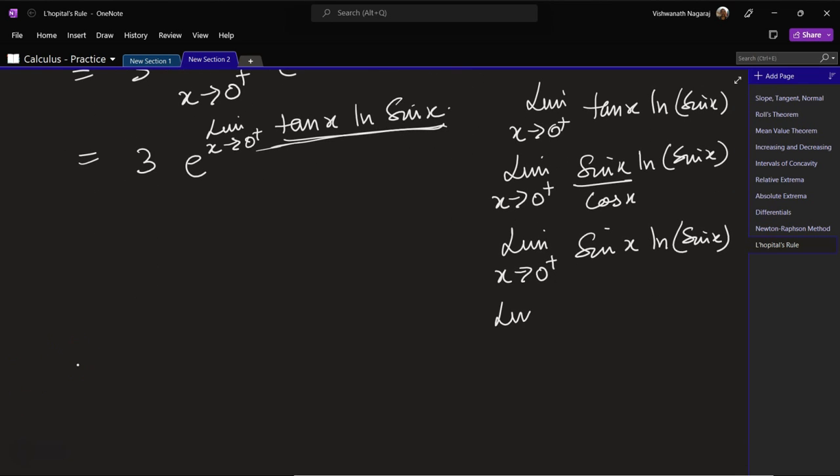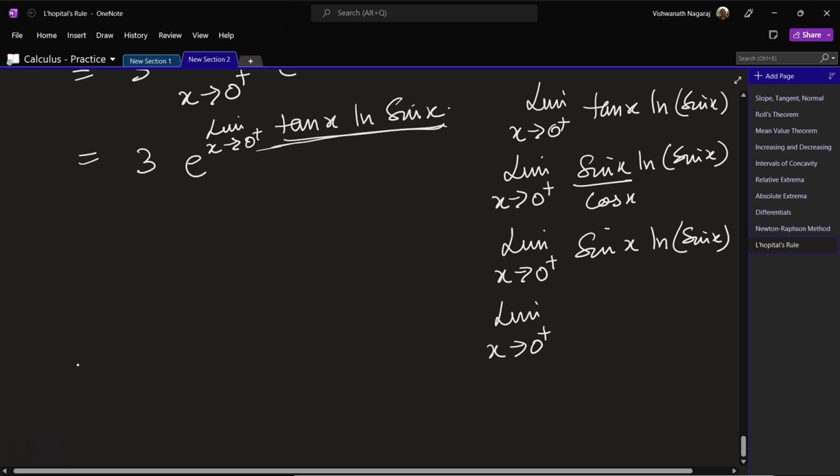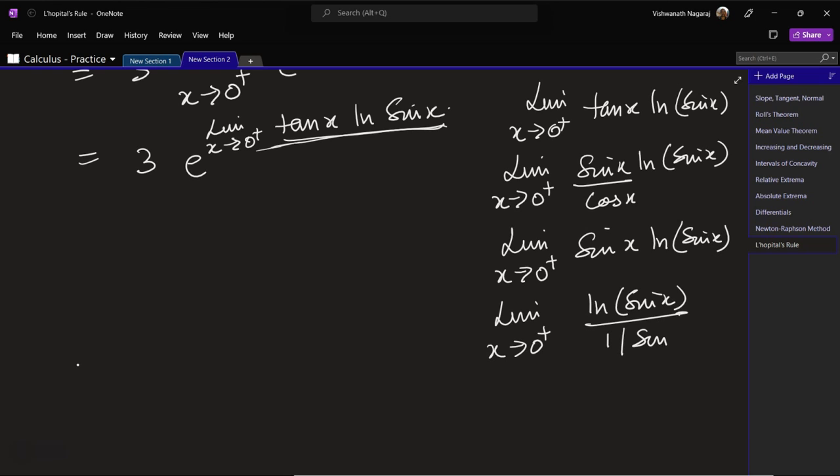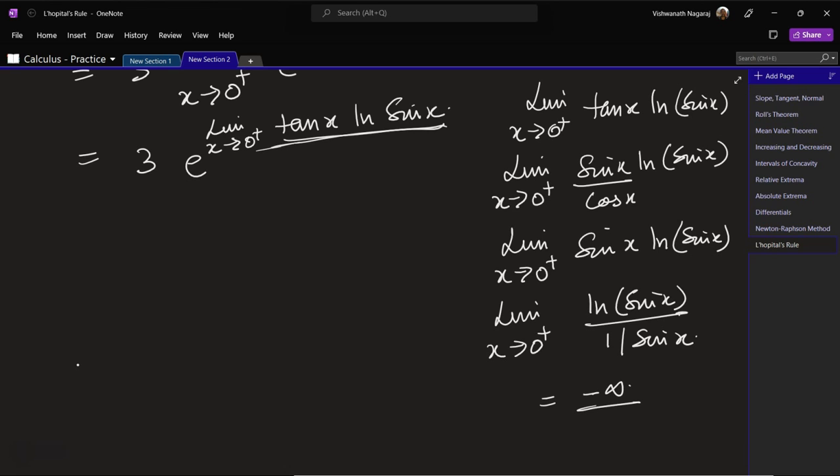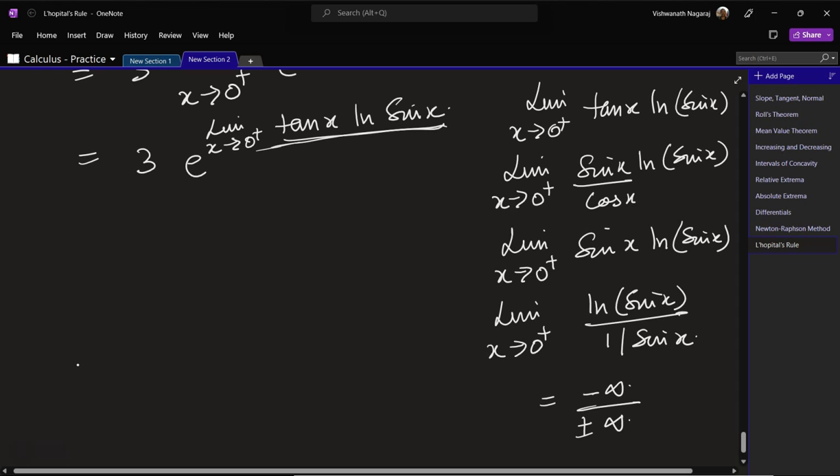Can we do something with the sine? What we can do is take it to the denominator. This is natural log of sin x, and if we have to take sin x to the denominator, we have to say 1 by sin x. Now, if you do the substitution, what happens? Sin 0 is 0, natural log of 0 is minus infinity, divided by, again, sin x is 0, so 1 by this will be plus or minus infinity. So we have an indeterminate form.